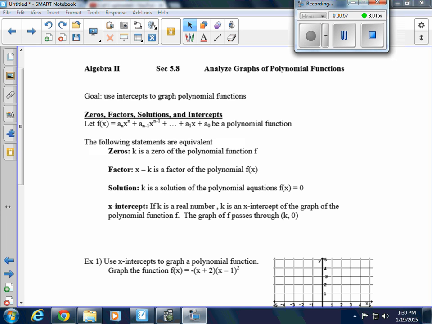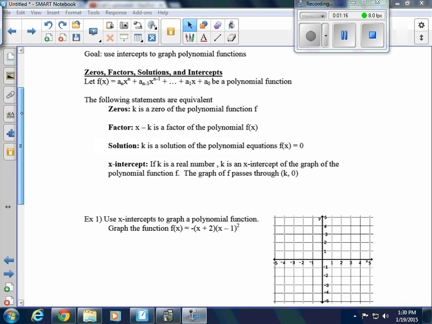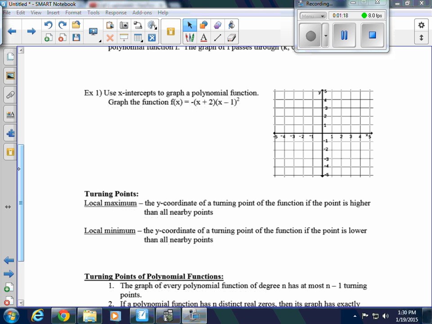Now the factor means that if k is a factor, then we'd have x minus k. So if 2 is a zero, then x minus 2 is the factor. If negative 7 is a zero, then x plus 7 is a factor. So our goal is to look at example 1 and to use the intercepts to graph a polynomial function.